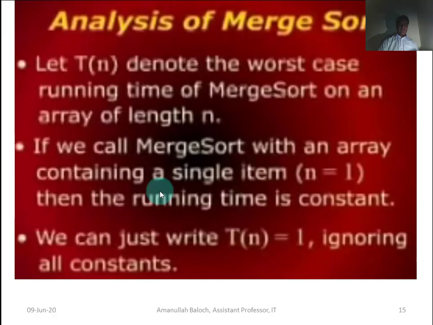So in the recurrence relation, from here we were discussing, if we call Mergesort with an array containing a single element, n is equal to 1, then P will be 1, R will be 1, and it will return from the first line of the Mergesort algorithm, and it will take unit time. We just write T of n is equal to 1, that is total time of an array which contains a single element. Its running time will be 1, ignoring all constants.